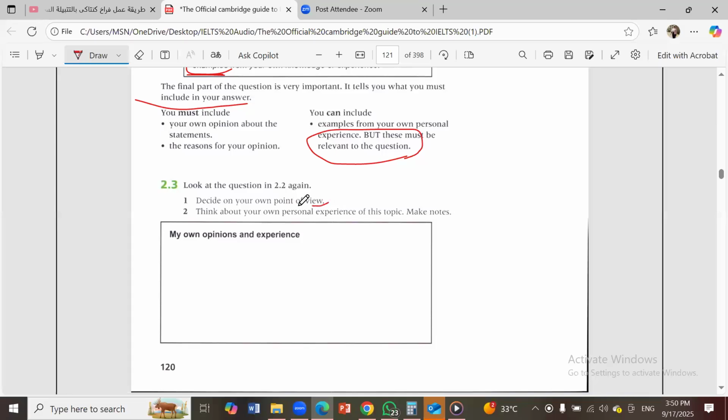Your own viewpoint. Think about your own personal experience of this topic, and make notes. Can you take one minute, guys, to make notes to analyze the ideas for this essay? What do you think?